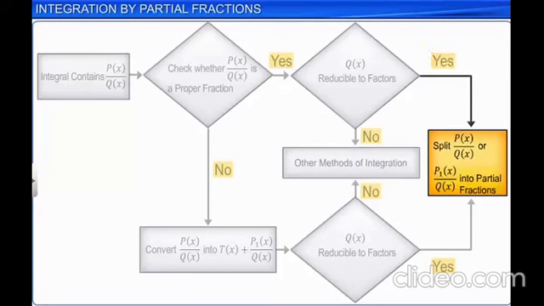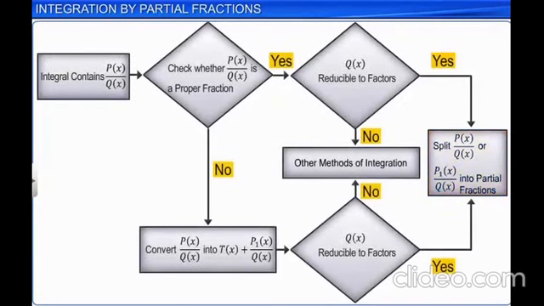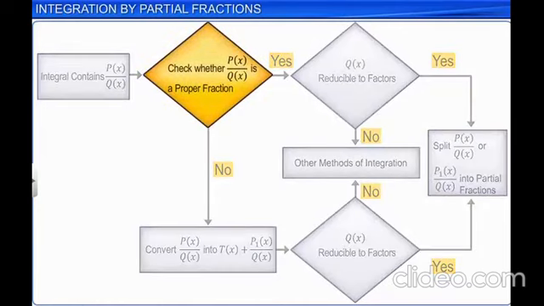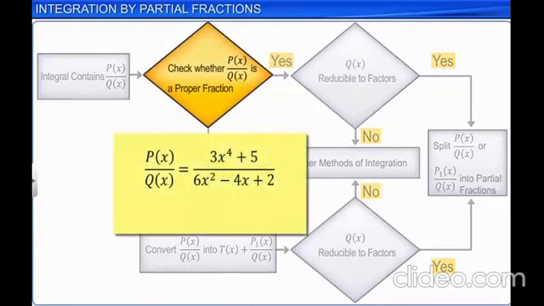If the function is not a proper fraction, that is, the degree of the numerator is greater than or equal to that of the denominator, then it is an improper fraction. Let's consider an example. Here, the degree of the numerator is equal to 4, while the degree of the denominator is equal to 2. Thus, the degree of the numerator is greater than the degree of the denominator, and hence it is an improper fraction.